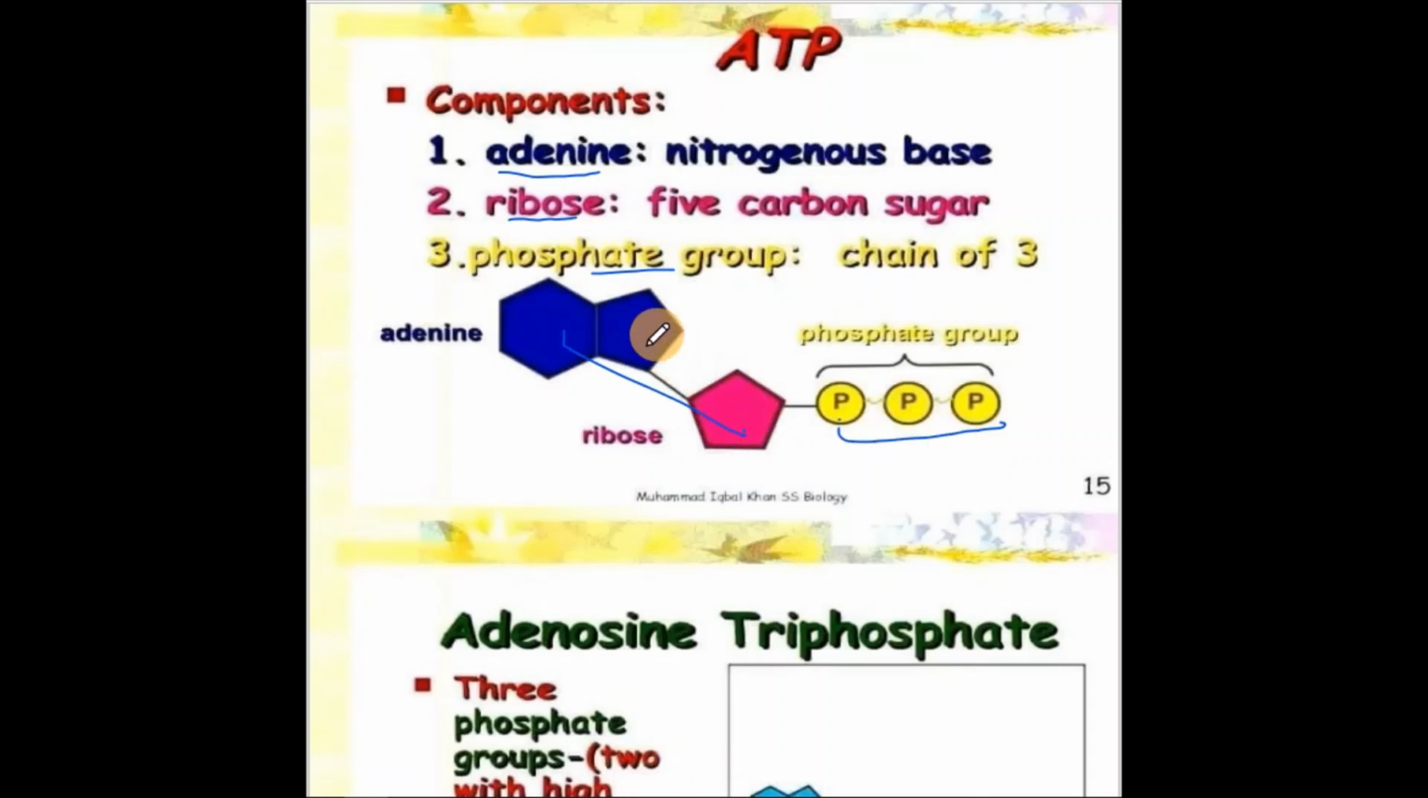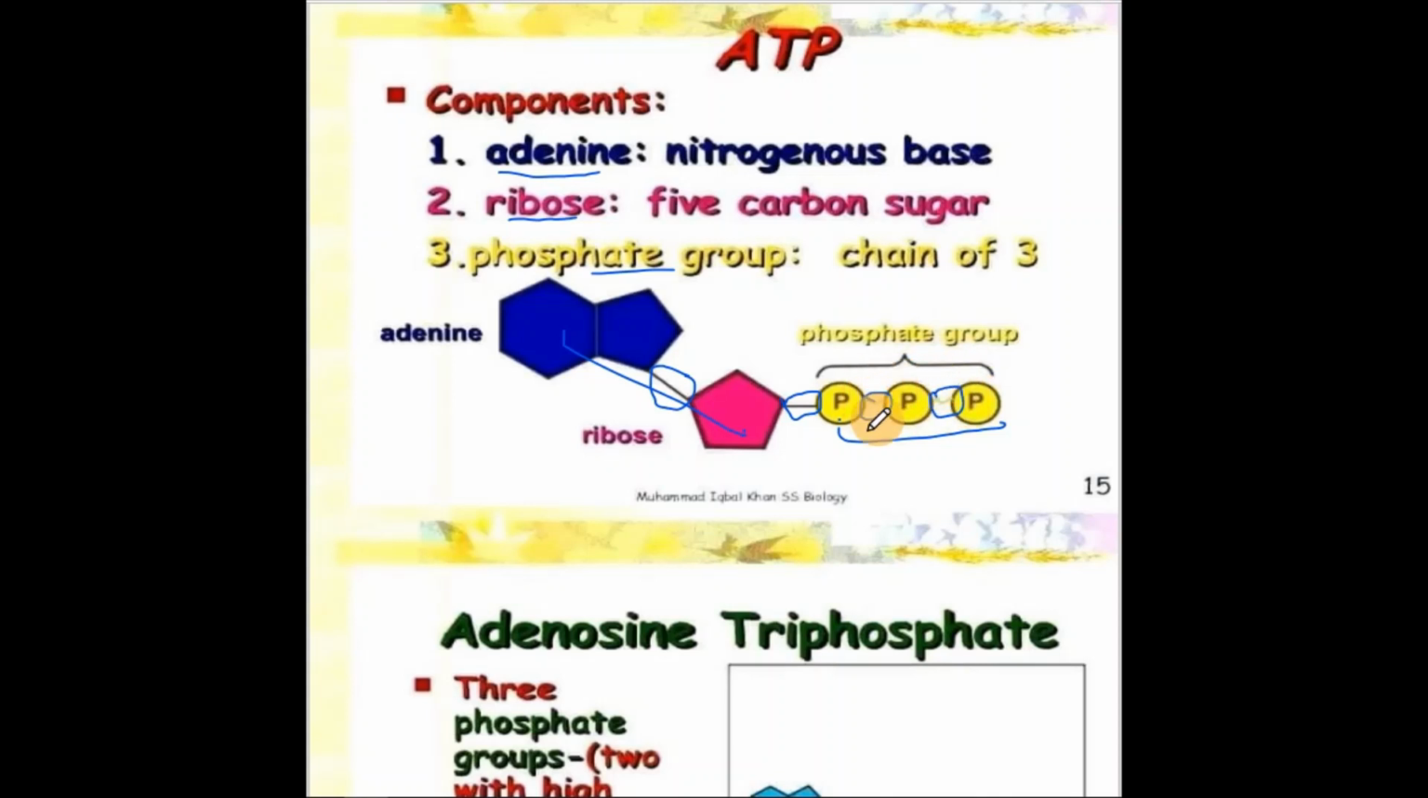The bond that links the nitrogenous base to the sugar is what we call the glycosidic bond. It is basically an N-glycosidic bond, specifically. Now the bond that links the sugar to the first phosphate group is what we call the phosphoester bond. Then the bond that links any two of the 3 phosphate groups is called a phosphoanhydride bond. So in the ATP molecule, we have 2 phosphoanhydride bonds.